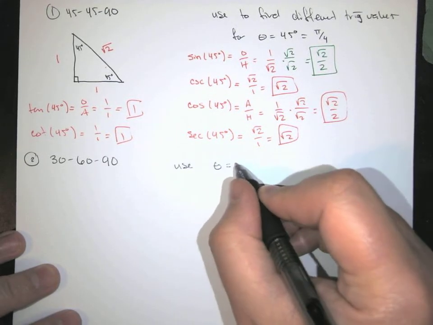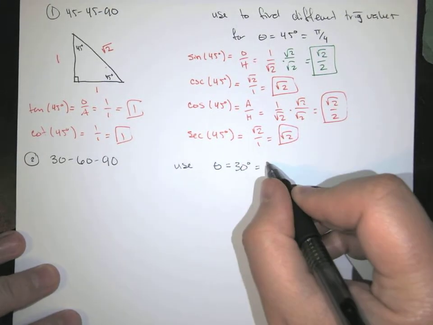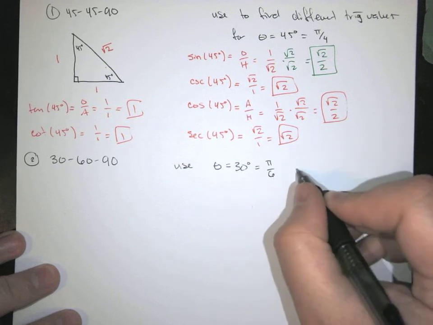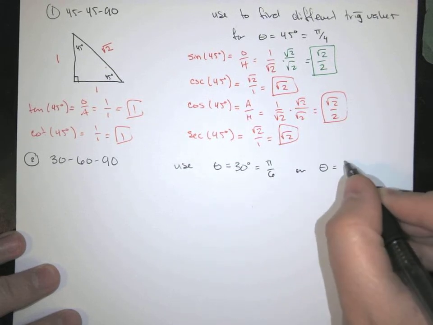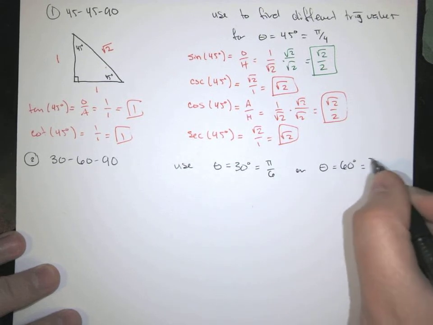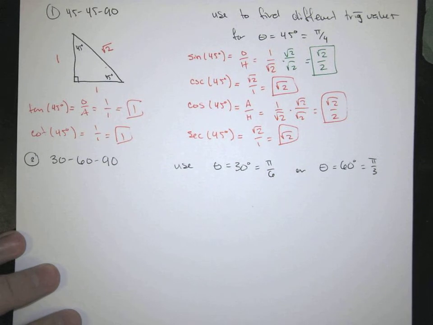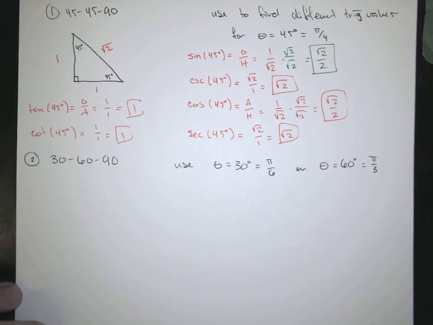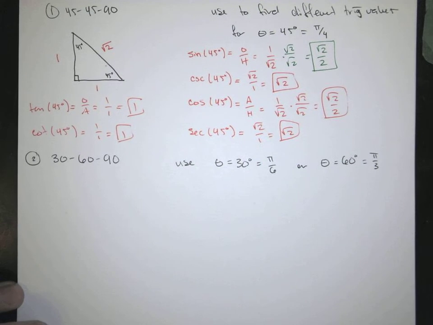So we use theta equals 30 degrees. If we do a conversion, that would be pi over 6 in radians, or theta equals 60 degrees, which would be pi over 3. I'm only doing these examples in degrees, just to save time a little bit. But in theory, you could redraw either of these triangles, label them with radians, and of course do the exact same work and come up with the same answers.